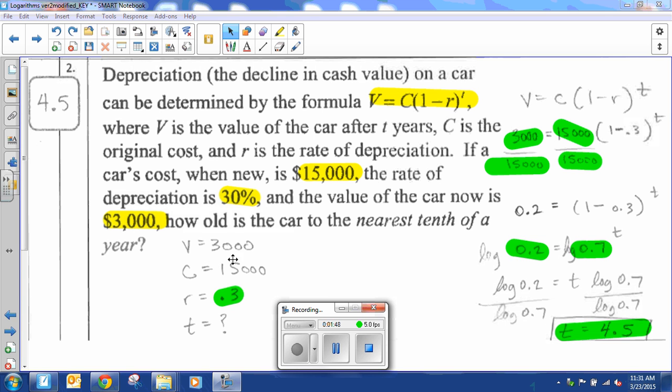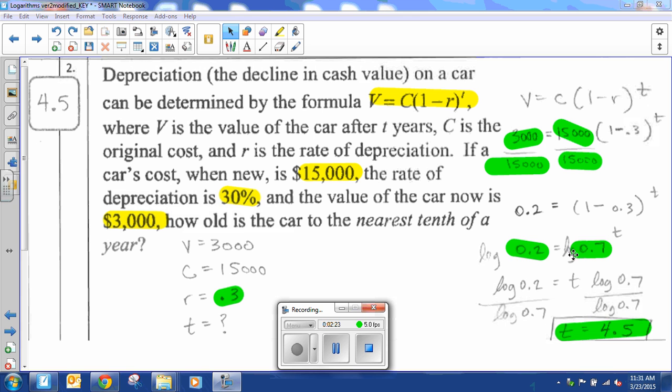Well, again, they want to know what T is, the time. We know that the car has depreciated from 15,000, which is C, down to 3,000, which is V. 30%, move the decimal place 2 places over to the left, is 0.3. We plug all this into the formula, dividing both sides by 15,000, we end up with 0.2 equals 1 minus 0.3 to the T power. 1 minus 0.3 is 0.7. We can just simplify as we go.